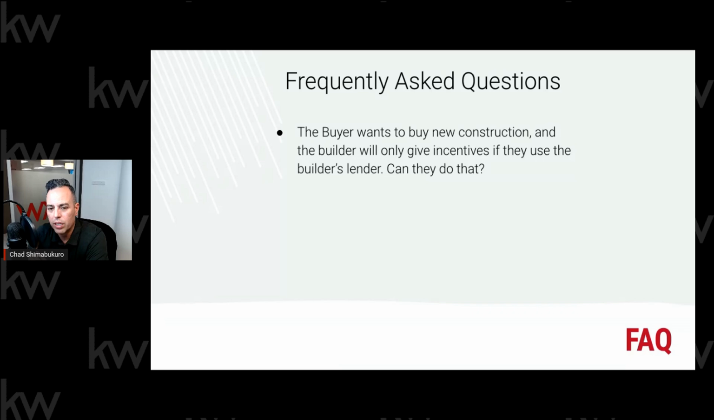Maybe the builder will provide additional upgrades, or they might give you $10,000 in closing costs if you use their lender. That is still entirely up to you, but using your own lender would negate that incentive. So it's entirely up to you on how you want to use it. I would say that in my clients' experience, using builders' lenders hasn't been the greatest, customer service wise and time wise, but that is something that you should explore depending on the incentive. It's risk versus reward. So if you're getting a huge amount of incentive to use them, it might be worth going through that headache, but that's entirely up to you.